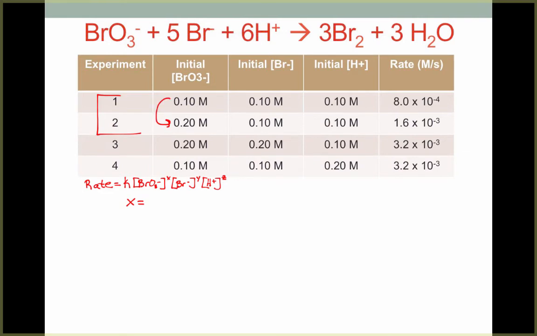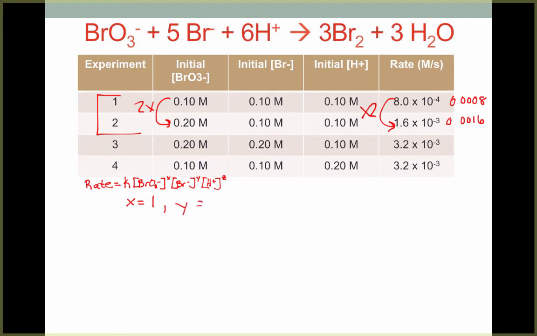Here, we've doubled BrO3-, and if we look at our rate, we see that our rate has also doubled. 8.0 times 10 to the negative 4th is the same as 0.0008, and 1.6 times 10 to the negative 3rd is the same as 0.0016. So it's easier when you write it this way to see that this is indeed double. Therefore, since our concentration is directly proportional to our rate, X is equal to 1.